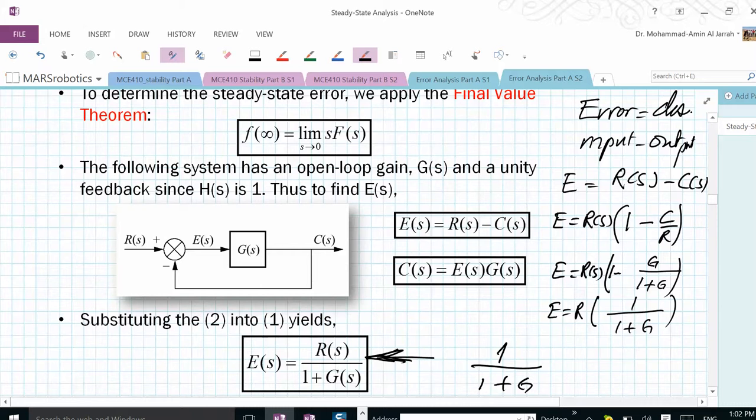So if I want to minimize the error, what should I do? We always want to minimize the error. We want G to be large. If G goes to infinity as s goes to 0, this is what we want, right? Then 1 over 1 plus infinity is 0. This is the system performance that we would like. Therefore we want G to be large. Yes, we should have an integrator; we will see that in a minute. This is the main thing that we want.